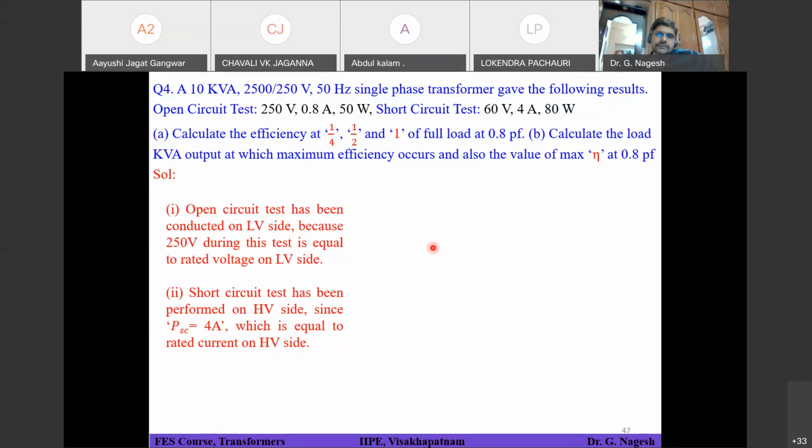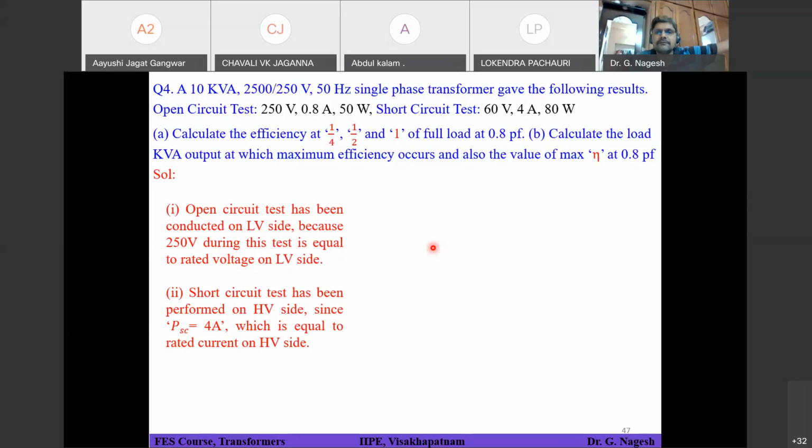What will be the copper loss at 1/4 of full load? What is 15 N here? 15. How have you done it? Sir, I did N square into IFL square into R. So what is IFL square into R here?